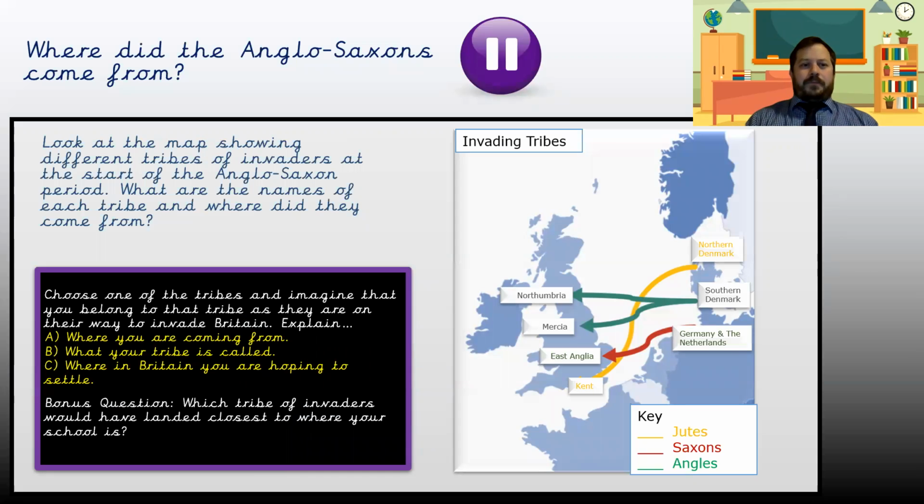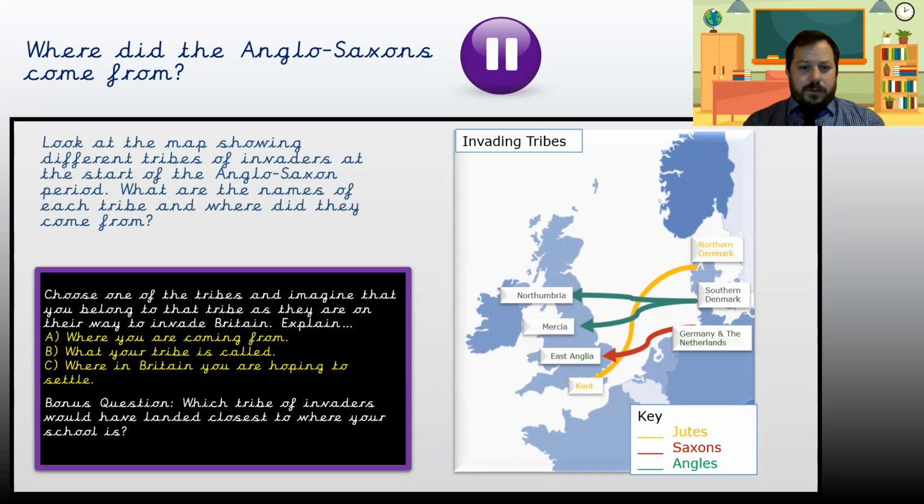Okay, so where did they come from? So we've got a map now of the invading tribes. And we can see that there's three different colors. So look at the map, and this map shows the different tribes that invade at the start of the Anglo-Saxon period, and the names of those tribes. We have the Angles, the Saxons, and the Jutes.